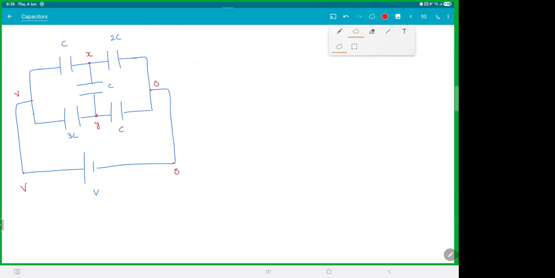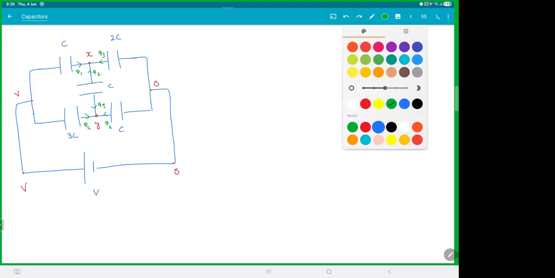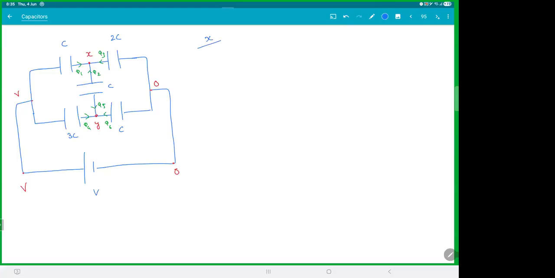Right. Next thing. So what about the charge flow? Let's say the charge here is Q1, this is Q2, and this is Q3. Here the charge is Q4, Q5, and Q6. It doesn't matter. These charges are exactly not important. You can say Q2 is equal to minus Q5. That is right. But we don't need them. You will see that. Now let's write the junction law at X.